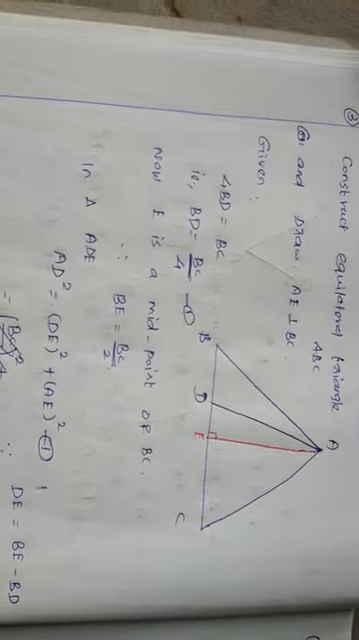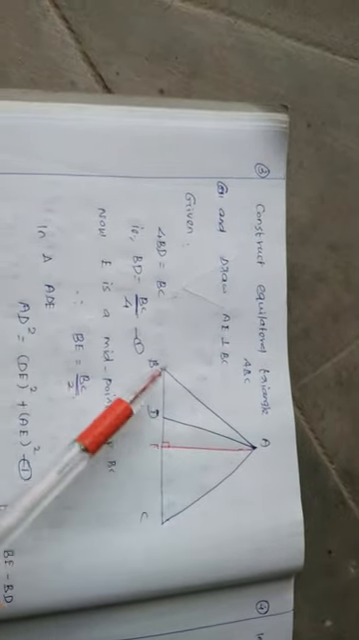So for that, we are going to construct the height of the equilateral triangle. Construct equilateral triangle ABC and draw AE perpendicular to BC. From this you can use Pythagoras theorem in triangle ADE and AB and all. Now, given 4BD equal to BC.